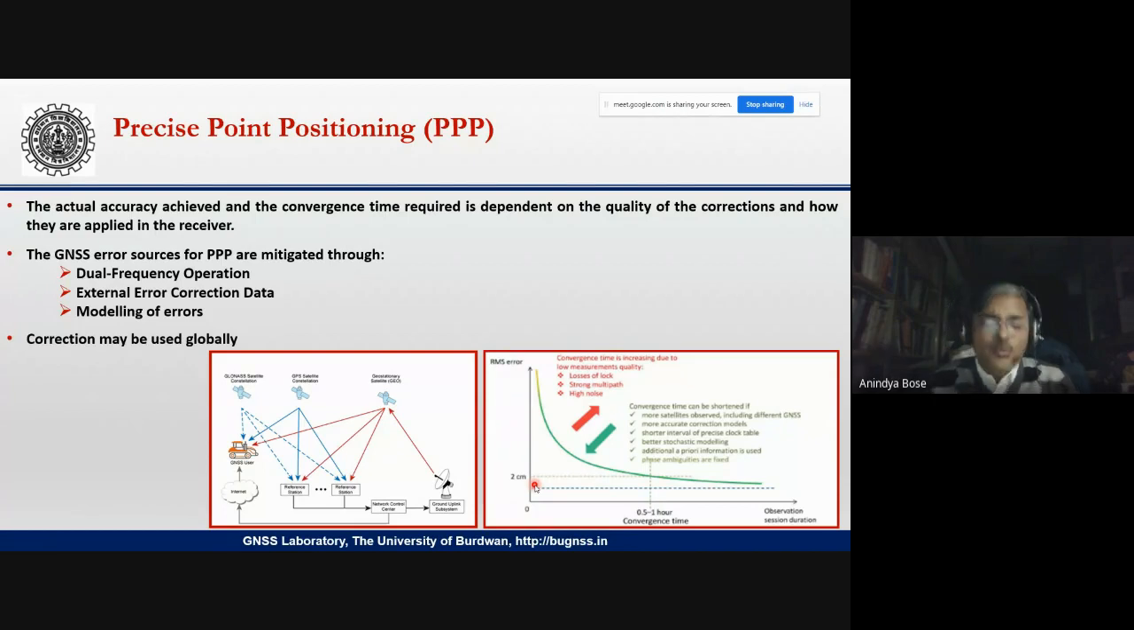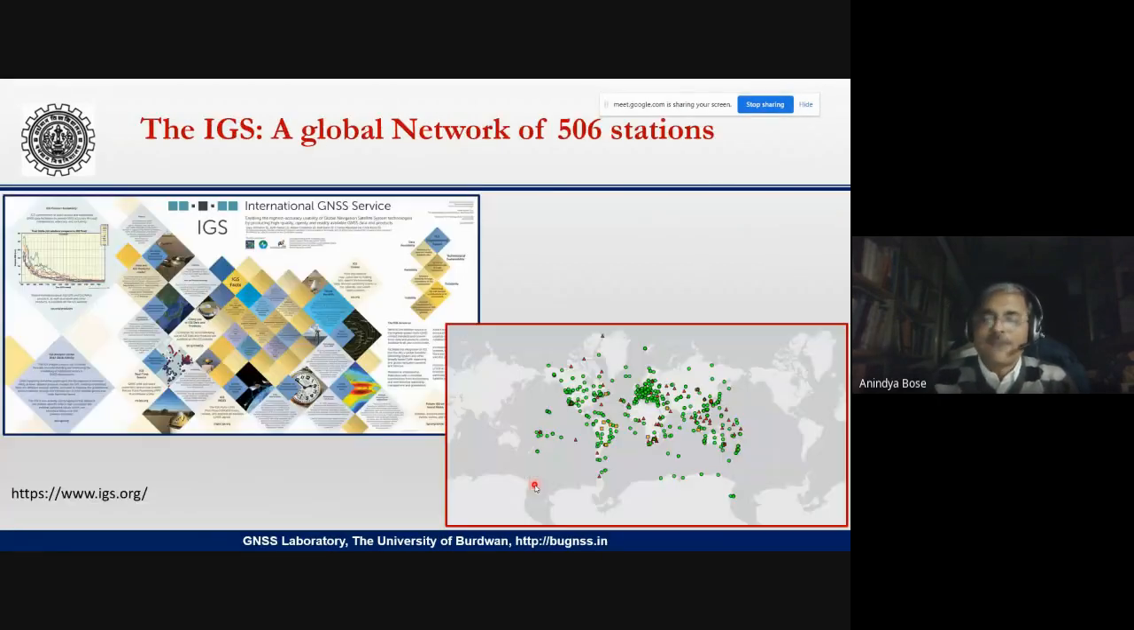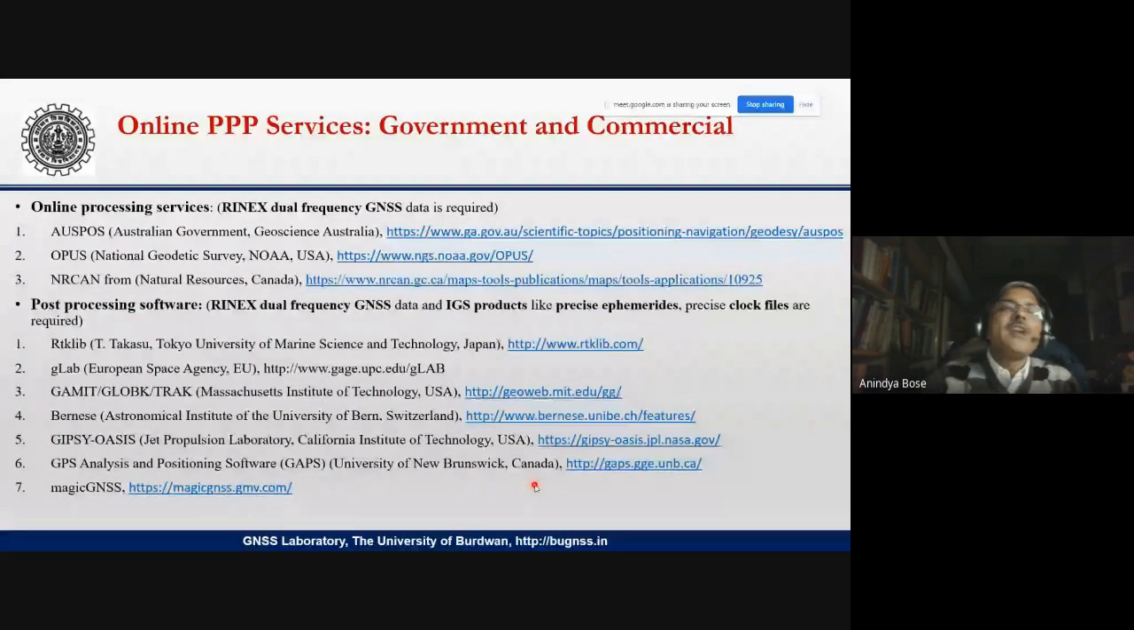So what we did, we collected the raw data, and after collection we uploaded the data into one of these services, OPUS, CSRS-PPP, or AUSPOS. They are free of cost PPP services, and within a day or two, you will get back your precise location with 95% confidence. And the location, as I already told, is millimeter level precise. But the only thing is, you have to wait. You will not get real-time data.